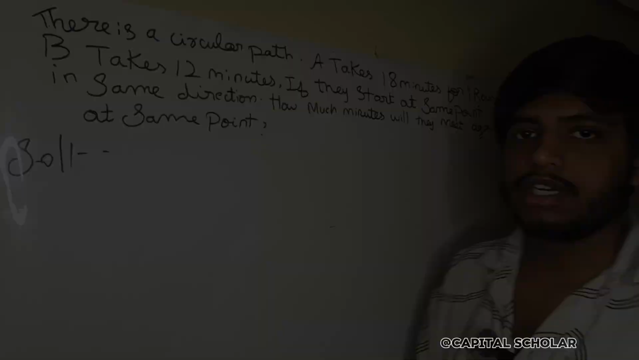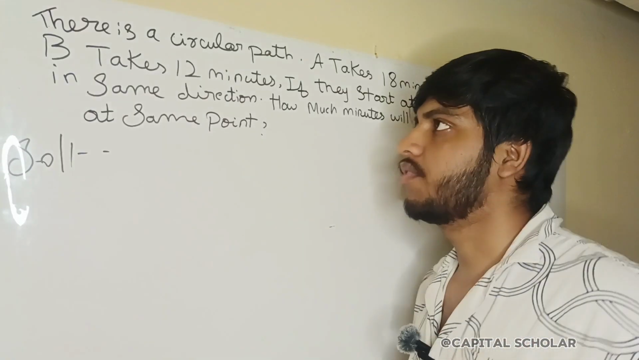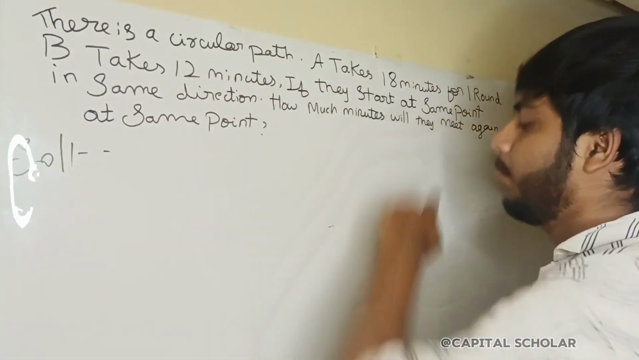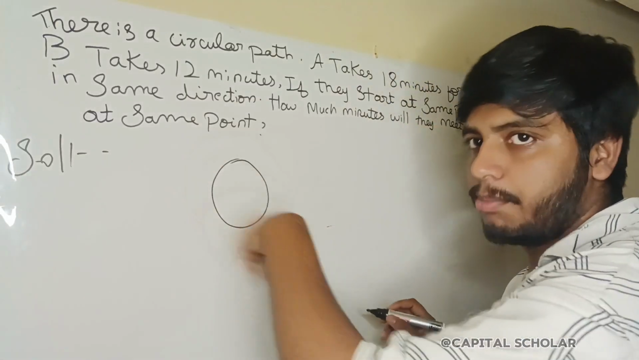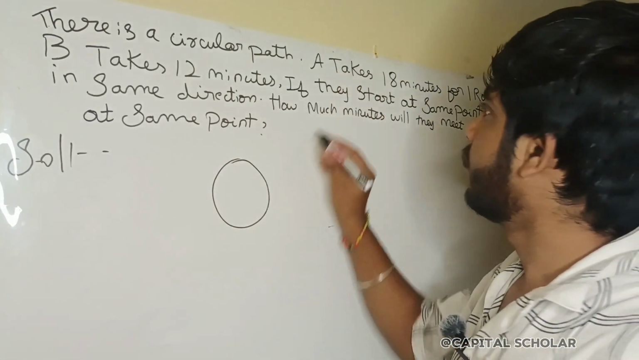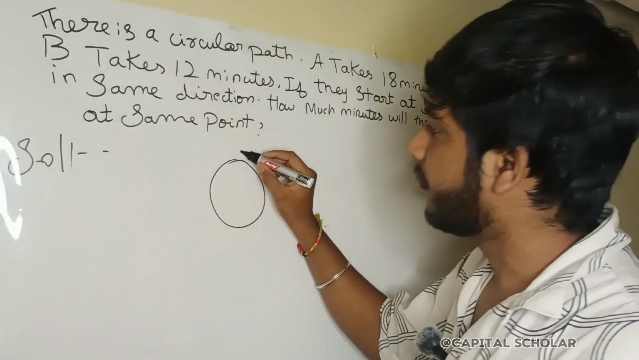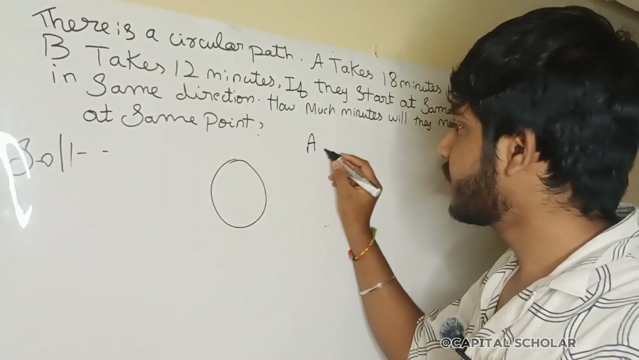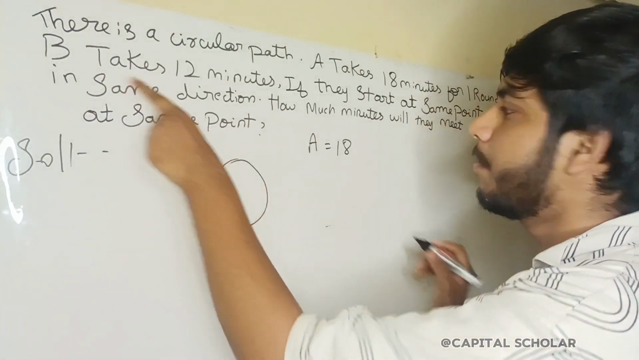I hope you understand. Now a word problem, which is very easy but looks very complicated, so let us solve this. There is a circular path. A takes 18 minutes to finish one round.